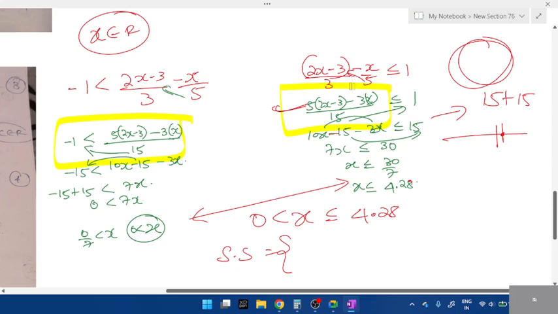Okay, they try to multiply, and here they just write 5 2s are 10x minus 3. Is this correct? Is this the way you multiply? No.